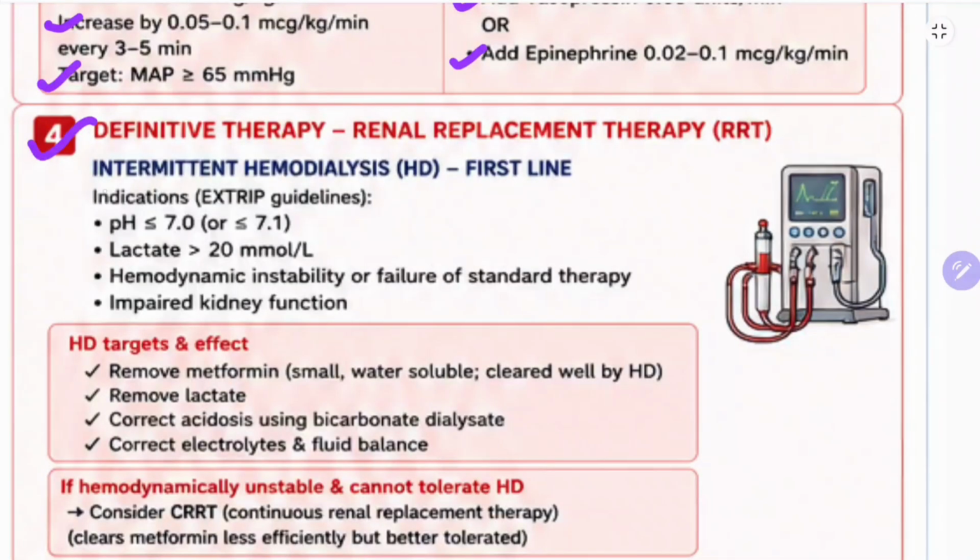renal replacement therapy. Intermittent hemodialysis, first line. Indications are pH less than 7 or 7.1, lactate more than 20, hemodynamic instability or failure of standard therapy, impaired kidney function. The targets are to remove metformin, remove the lactate, correct acidosis using bicarbonate dialysate, correct electrolytes and fluid balance.